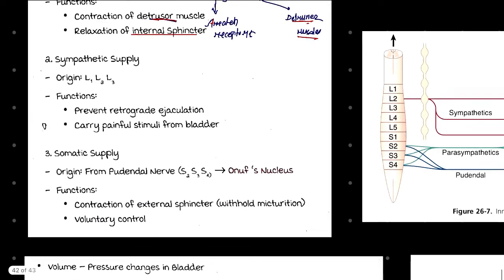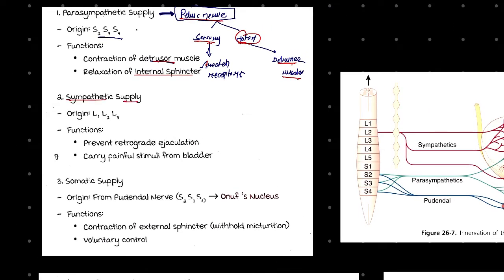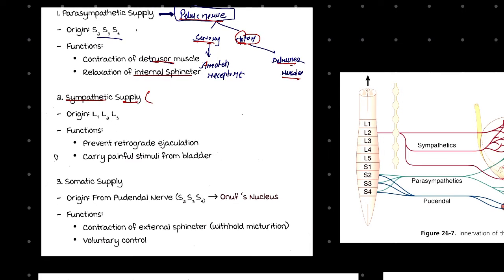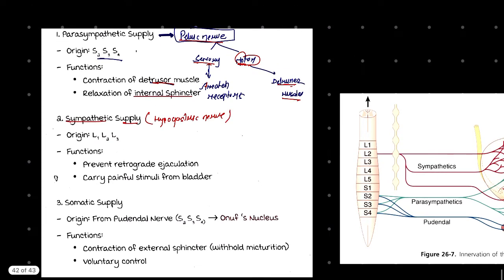Now talking about the sympathetic supply. The sympathetic fibers are the hypogastric nerve. What does the parasympathetic supply do? It increases our urinary outflow, causing contraction of the detrusor muscle and relaxation of the internal sphincter muscle, and that is what facilitates urination.